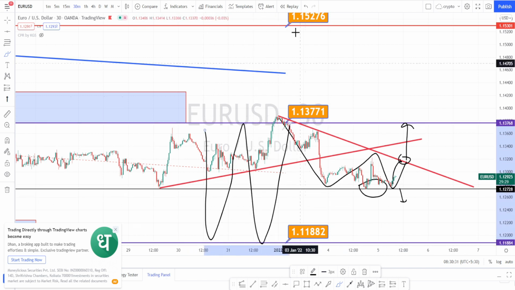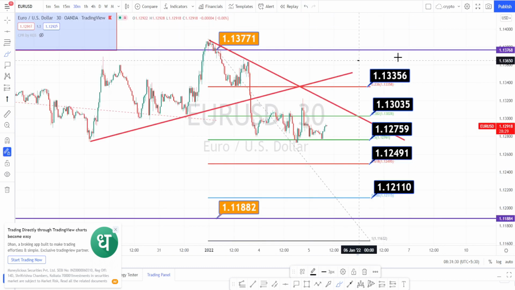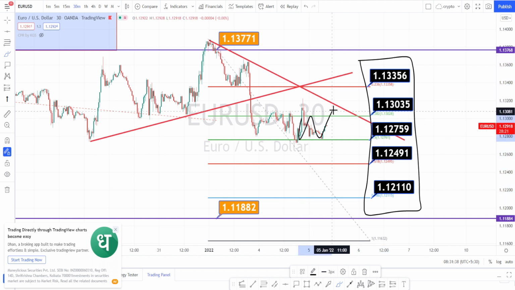Let us mark the support and resistance levels. So the values marked in the black color are the support and resistance levels for 30 minutes time frame, and currently the price action is consolidating within these support and resistance levels. Wait for it to take resistance at this level and then wait for the break on this support level.